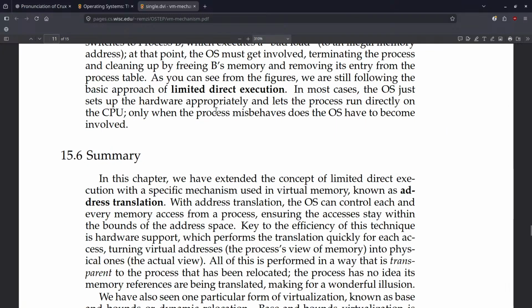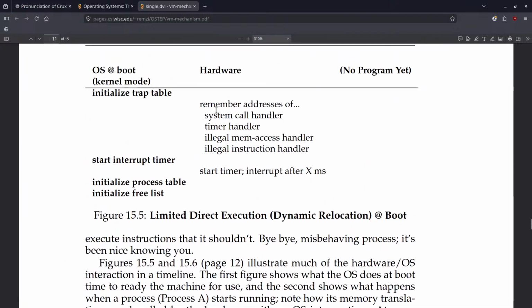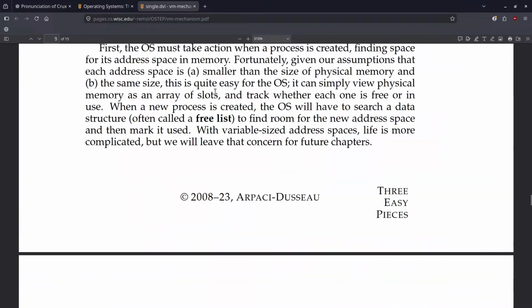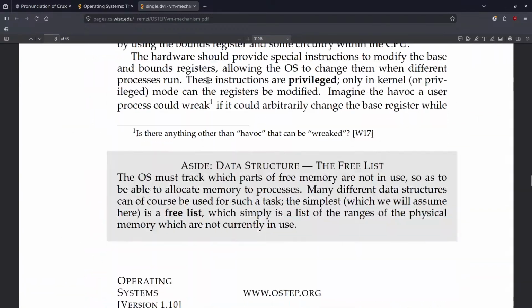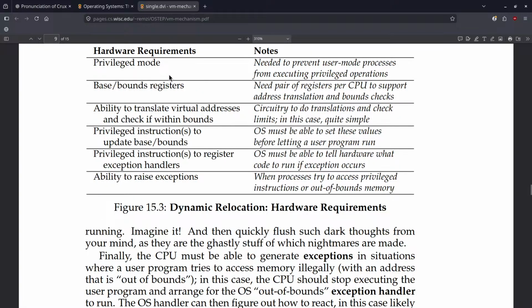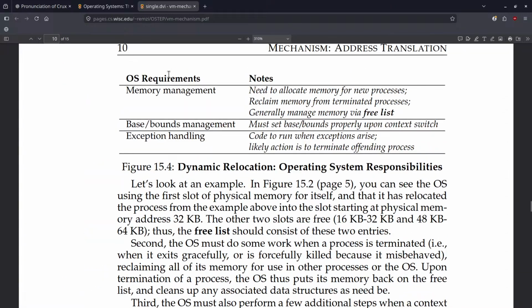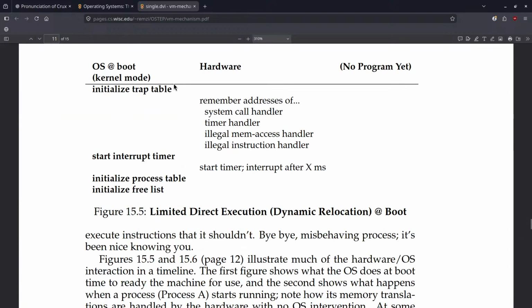Okay, summary. Okay, let's read these because I didn't really read them. No, it's not these. Not these. Okay, so here it is.